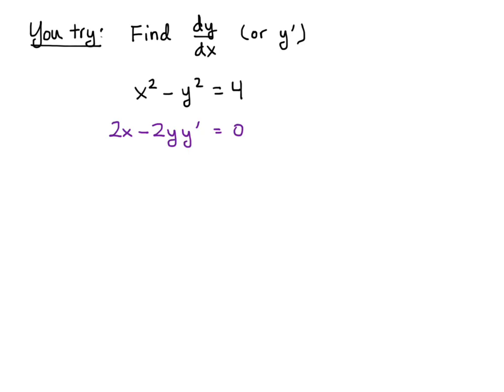We have the derivative of x squared is going to be 2x. The derivative of negative y squared is going to be negative 2y y prime. The derivative of 4 equals 0. Put everything that doesn't involve y prime on the other side of the equation. Divide both sides by negative 2 and then by y, and we get y prime equals x over y. Okay, any questions on this one?